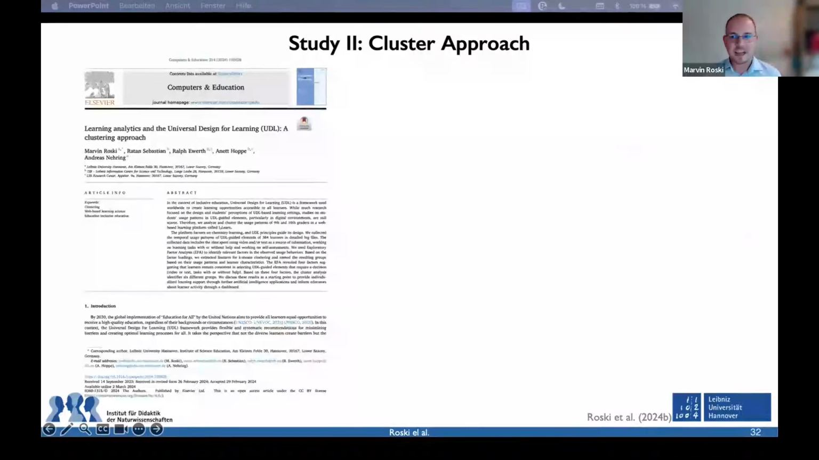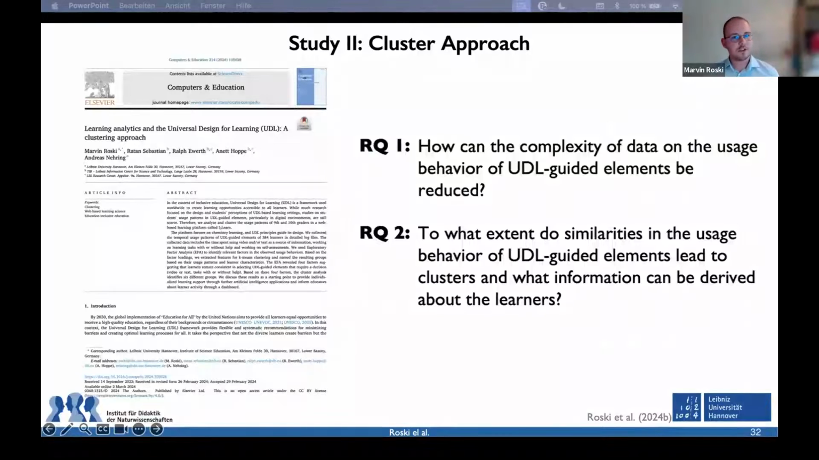From this study, I also select two research questions for this presentation. How can the complexity of data on the usage behavior of UDL-guided elements be reduced? And to what extent do similarities in the usage behavior of UDL-guided elements lead to clusters, and what information can be derived about the learners?